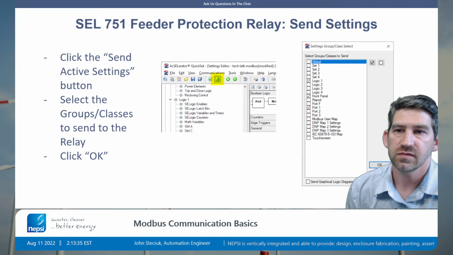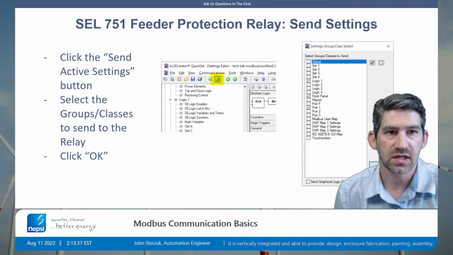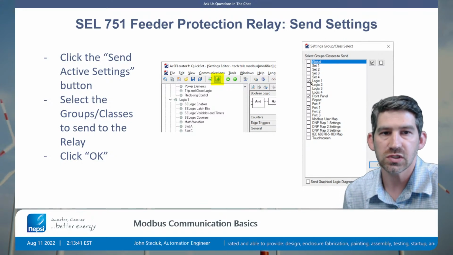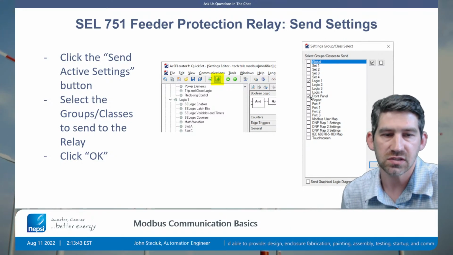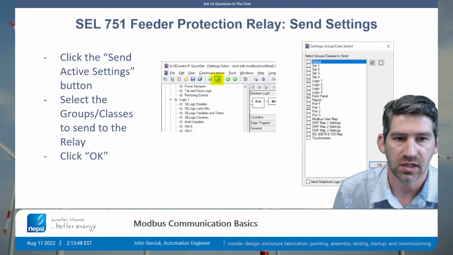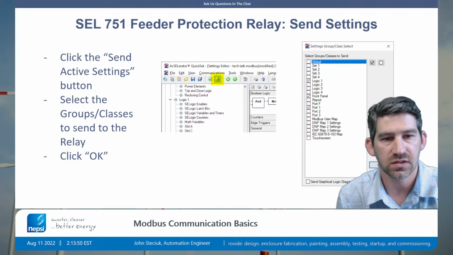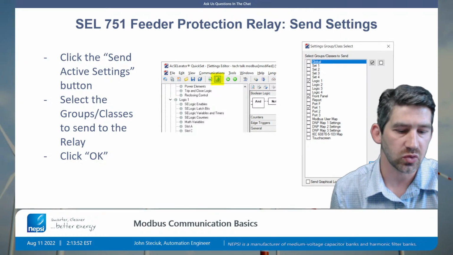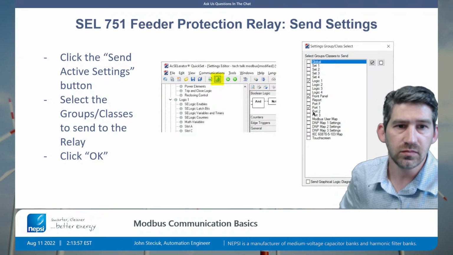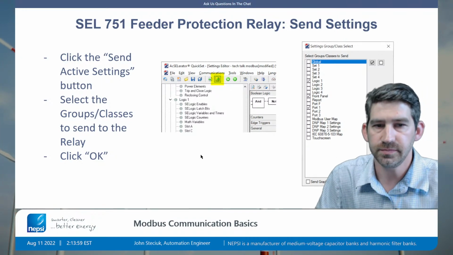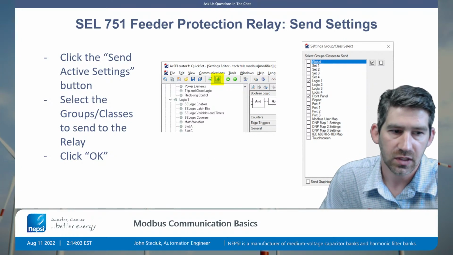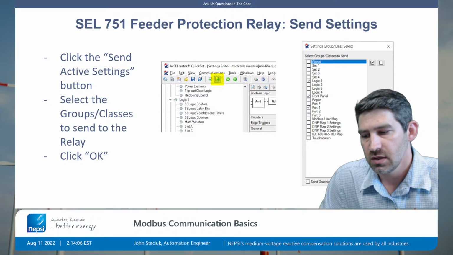Once you click the Send Active Settings button, you're going to get the Settings Group Class Select box where you can choose which settings are sent to the device. You don't have to send the entire SEL logic to the 751 at once. You can just send portions. So we're sending logic, the front panel, and port 1 settings. And then you click OK, and you wait for it to load in, and then your device is set.